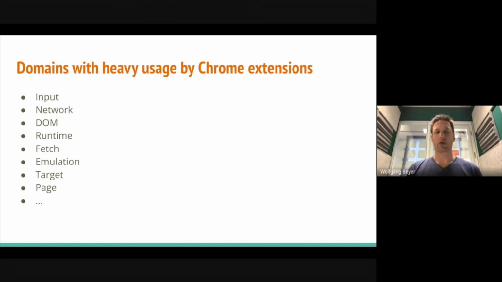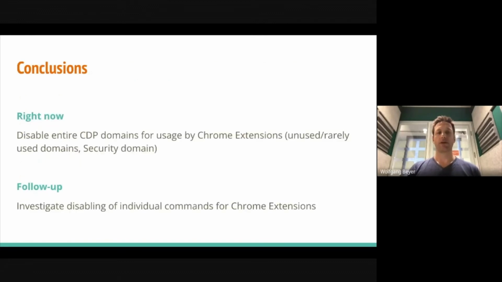So what are our conclusions from this analysis? First, we want to disable access to a bunch of CDP domains for Chrome extensions. This applies to all domains which are never or very rarely being used currently, as well as questionable domains such as the security domain. These changes are currently in flight and will significantly reduce the CDP attack surface. In a second step, we want to look at individual commands instead of the aggregation at the domain level. Similar to the restrictions on the domain level, we could prevent Chrome extensions from accessing individual CDP commands. And that's it. Please feel free to reach out if you have any comments or questions.